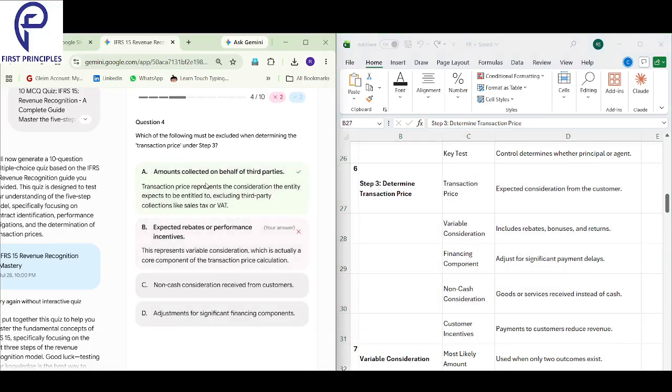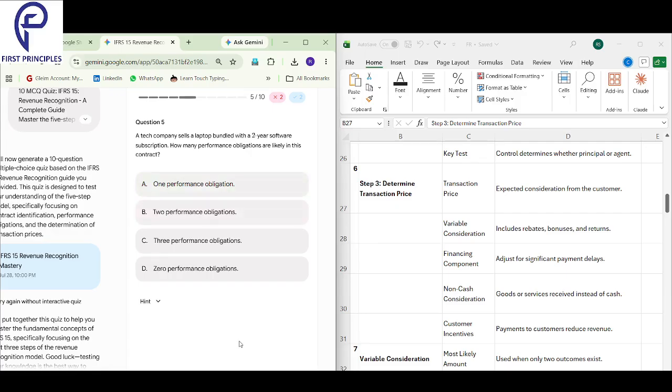Okay. So you're just saying if you collect anything for third parties, that is not your revenue. That is someone else's revenue. Like government, you collect tax. That is government's money. We shouldn't recognize it as revenue. Okay. Let's look into the next one here.